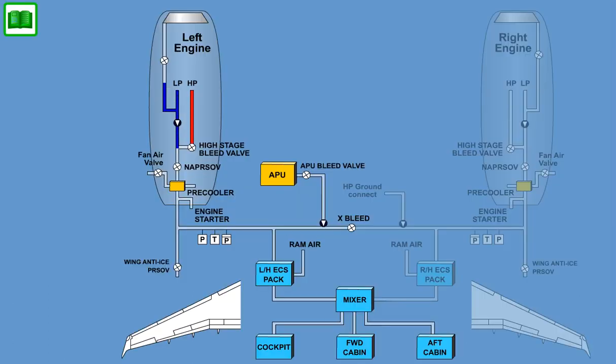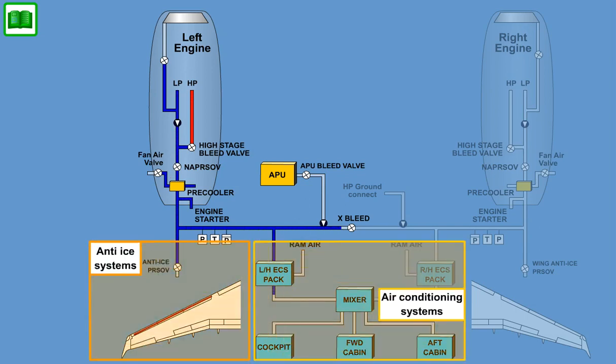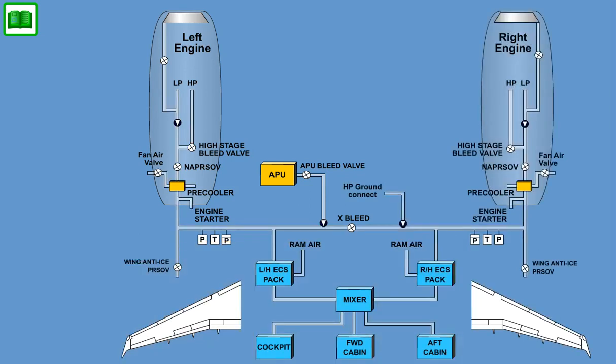The pneumatic system supplies bleed air to anti-ice systems, air conditioning packs, and to pressurize the potable water tank. The pneumatic system control functions are integrated with anti-ice and air conditioning functions through the air management system.